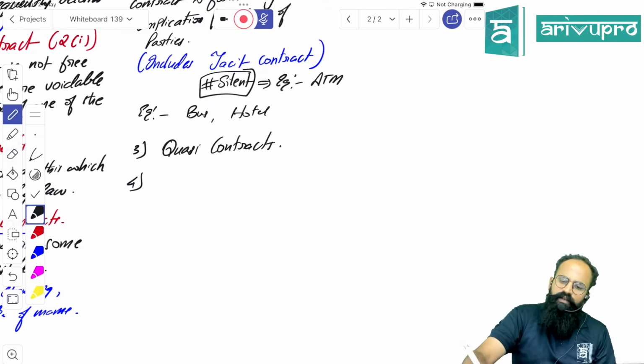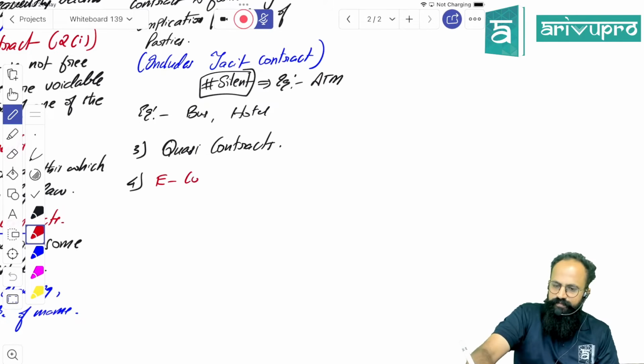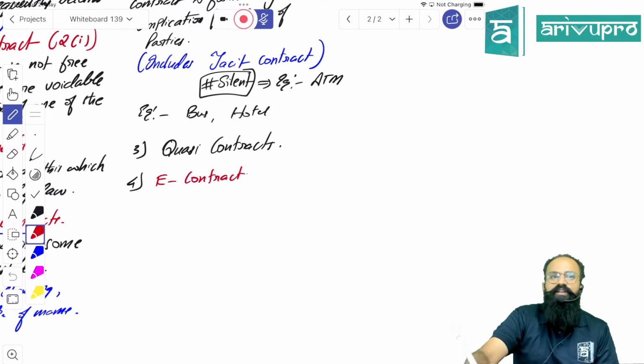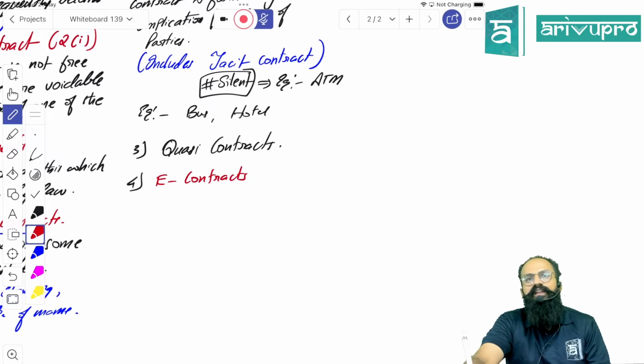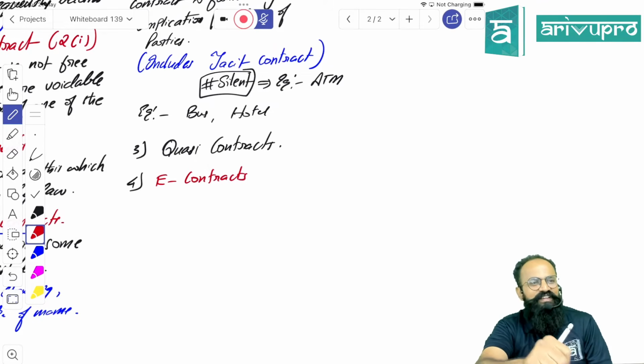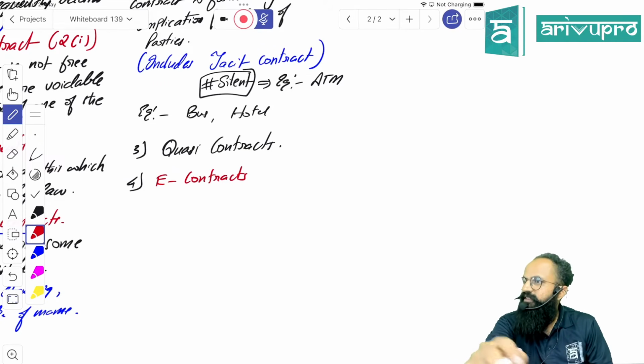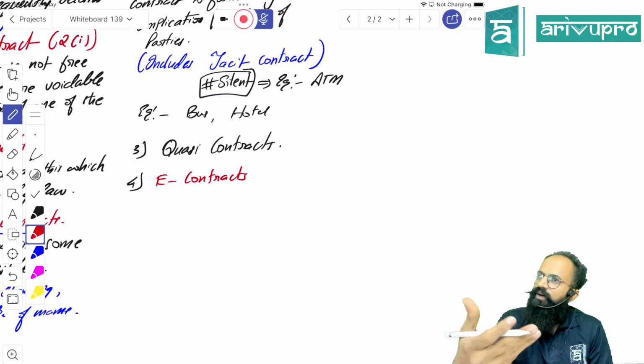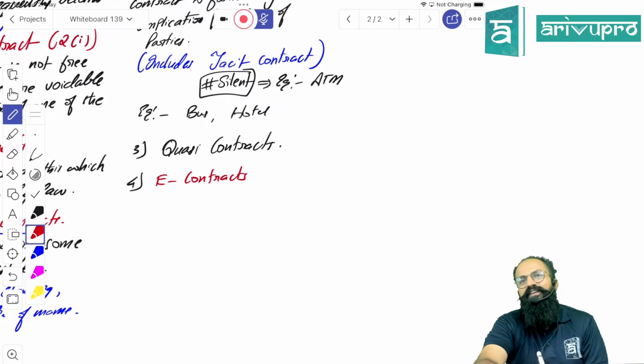The next one is e-contracts. Electronic contracts, not electric. The difference is there. Clear? What are e-contracts? E-contracts are contracts which are made online. So emails will come here, Amazon will come here, whatever apps you download, that system will be trying to speak with you.